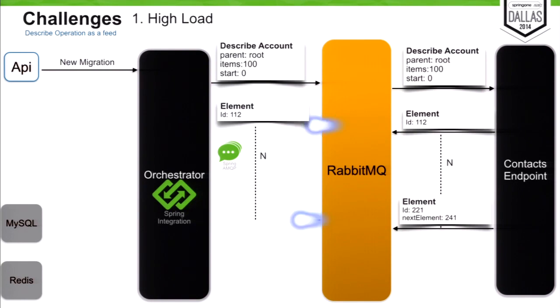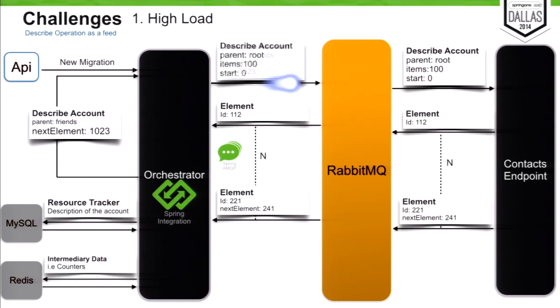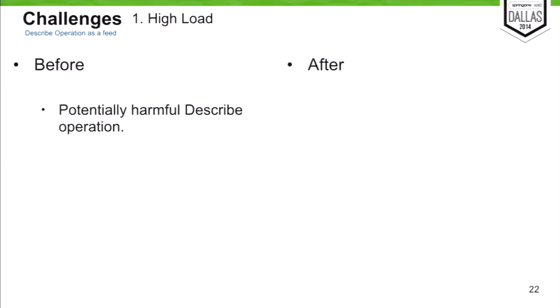We've seen this before. Basically, it's the describe operation. As a recap for this challenge, before the describe operation as a feed, we had a potentially harmful describe operation, as one endpoint could send as many messages as it wanted. We didn't control the traffic of the platform, and we didn't have any control over the operations, so we couldn't stop an operation, for example.